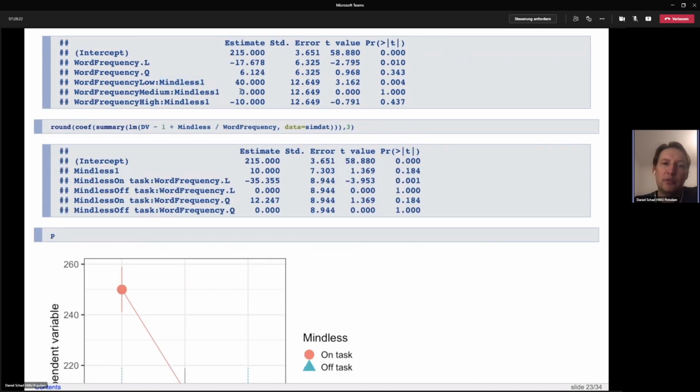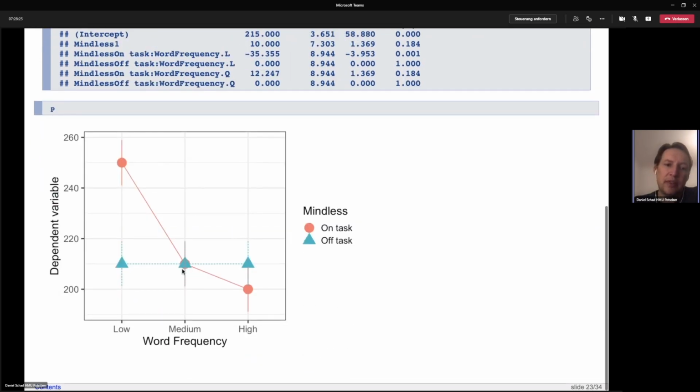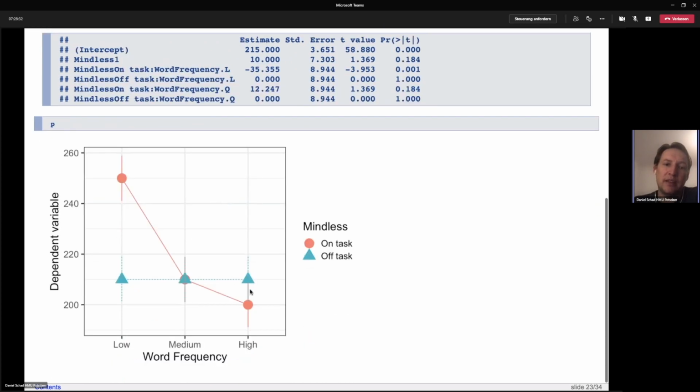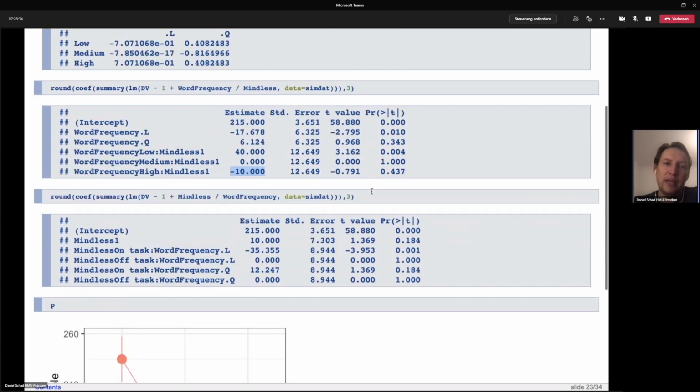If word frequency is medium, we get an effect of 0. That's the medium condition. And if word frequency is high, we get an effect difference of minus 10. That's this one here. So that's one way we can do the nesting.